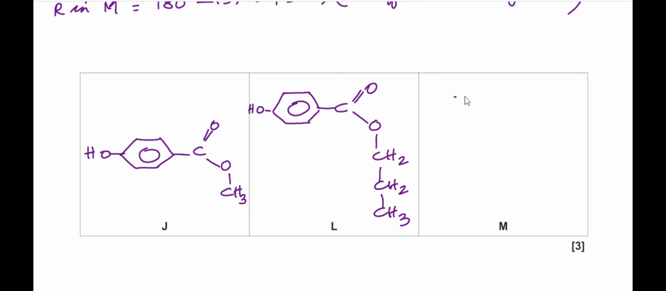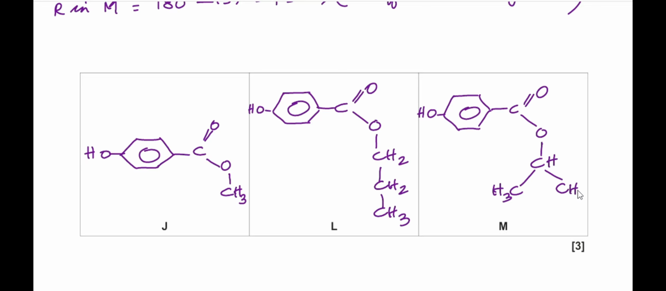For ester M, C, double bond O. Then we have to think about how we are going to arrange the same number of carbon atoms, 3, as well as the number of hydrogen atoms, 7, and how can we accommodate that? So it should be CH, CH3, CH3. There you go.